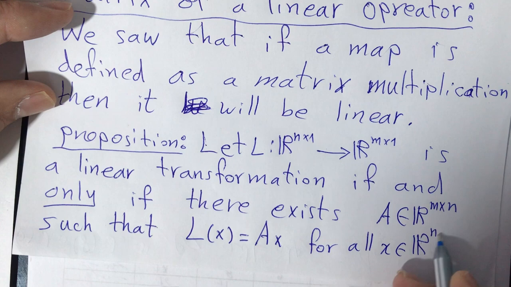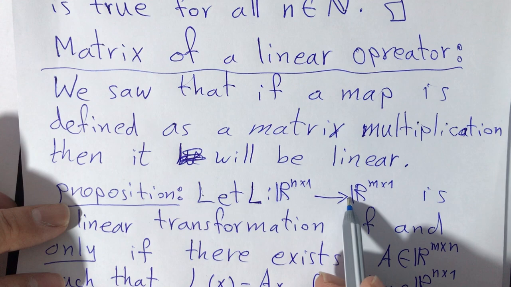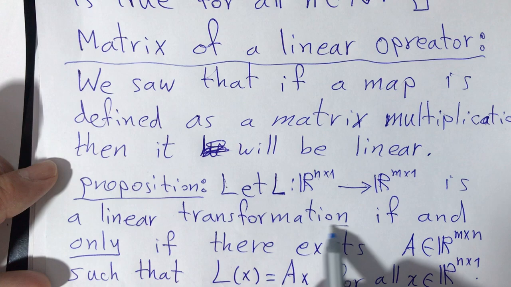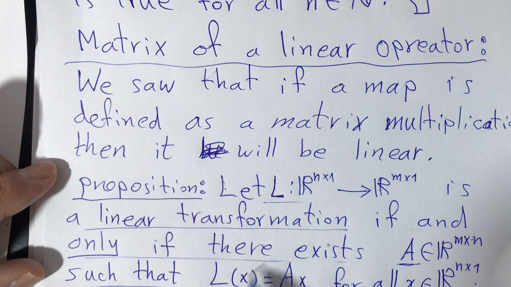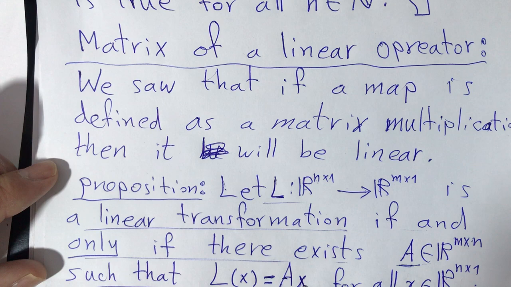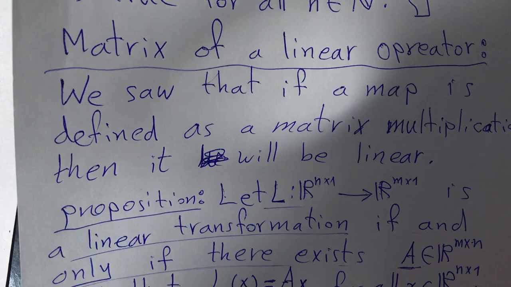Now the linear transformation L, the map L from R^(n times 1) into R^(m times 1), will be a linear transformation if and only if there exists a matrix A belongs to R^(m times n) such that L of x, for any x, is equal to Ax for all x belongs to R^(n times 1). If we get this matrix, then this L will be a linear transformation. This is without proof.